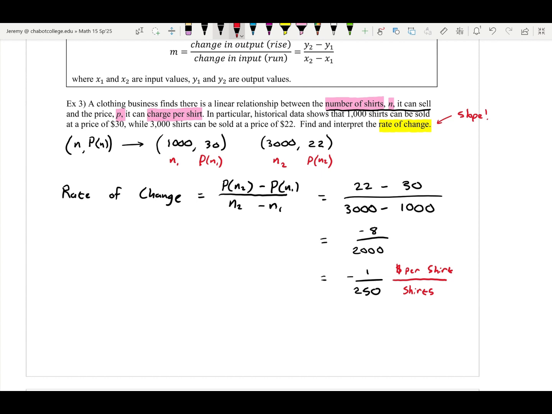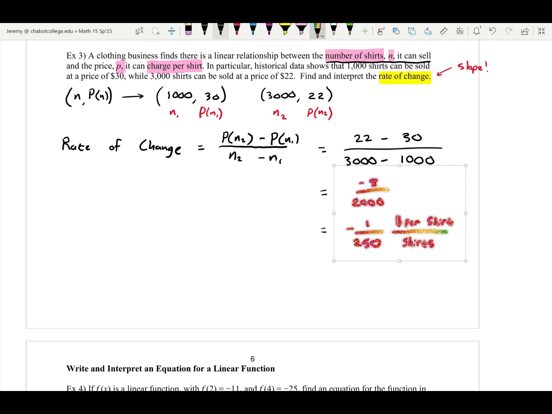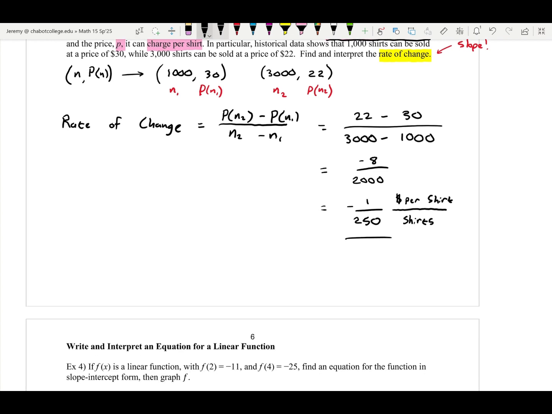So now we have to interpret this number -1 over 250. So what does this really mean? What does this tell us? First of all, it's a negative number, so something is decreasing, and the units are the price per shirt, the dollars per shirt, and the number of shirts. So what I'm getting from this is like thinking rise over run. If we go up by 250 shirts, so like if we produce 250 additional shirts, then what's going to happen to the price per shirt? It's going to go down by 1. So -1 is like our numerator here.